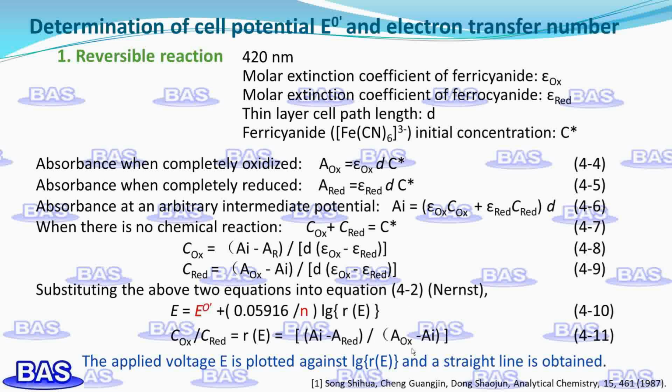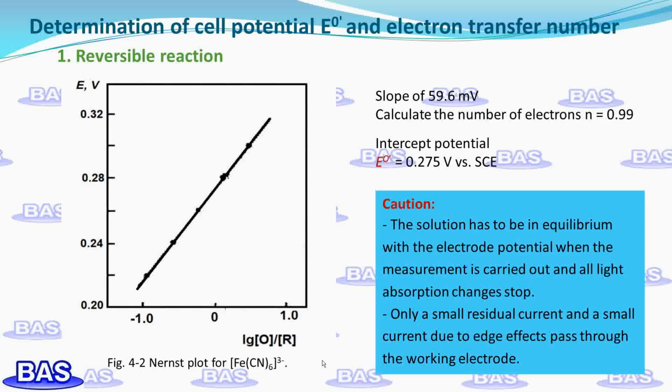In the formula, A red is the absorbance when the ferricyanide ion is completely reduced to the ferrocyanide ion. Then, plotting the applied voltage against the concentration ratio gives a straight line. Figure 4.2 shows a straight line obtained from the Nernst plot for the potassium ferrocyanide system with a slope of 59.6 mV and a calculated electron transfer number of 0.99, corresponding to a single electron electrode reaction. The intercept gives the formal cell potential equal to 0.275 volts versus saturated calomel electrode.